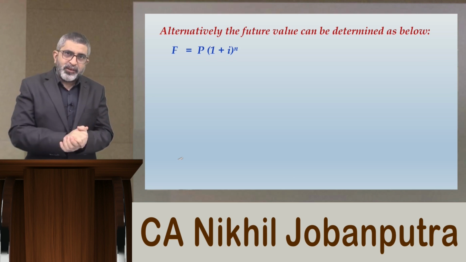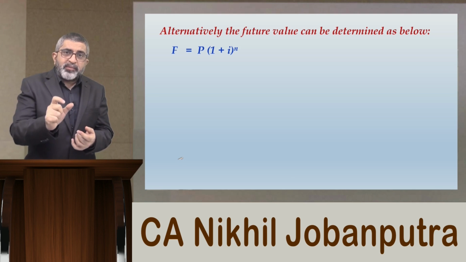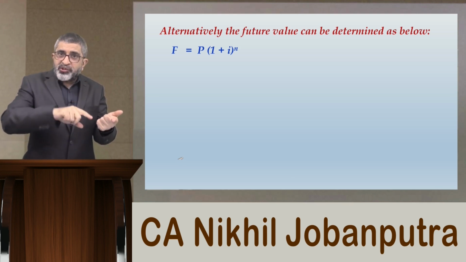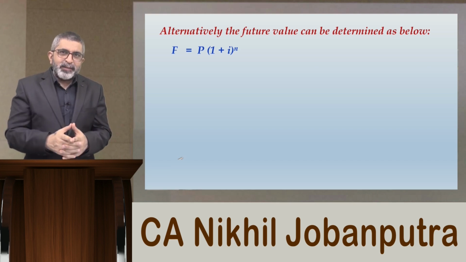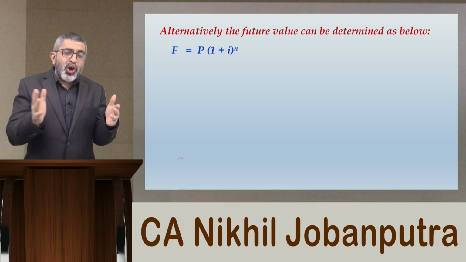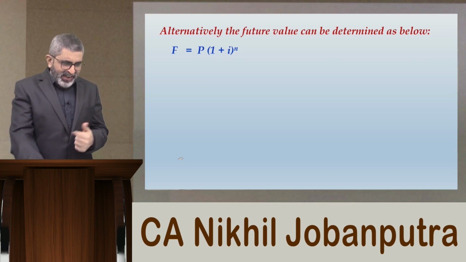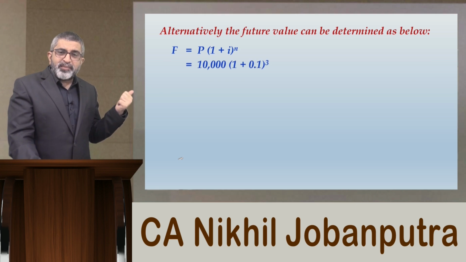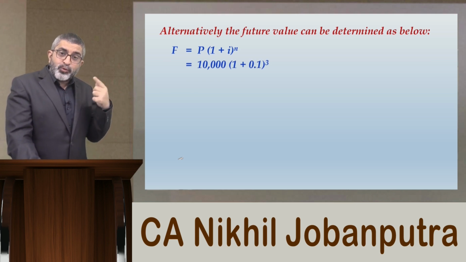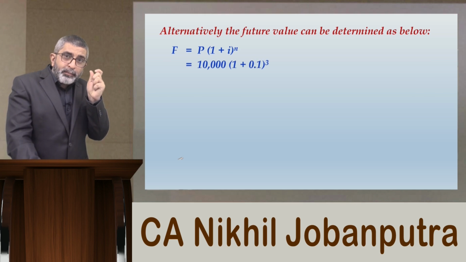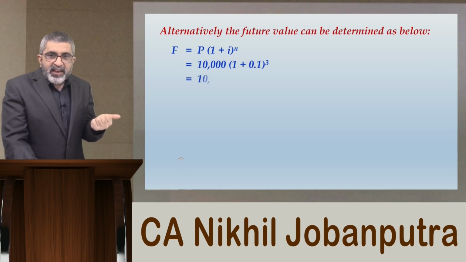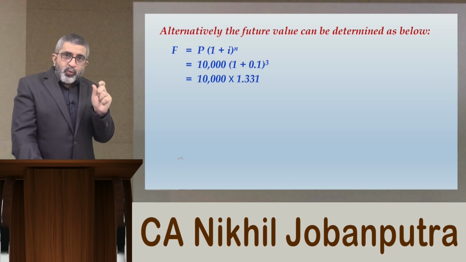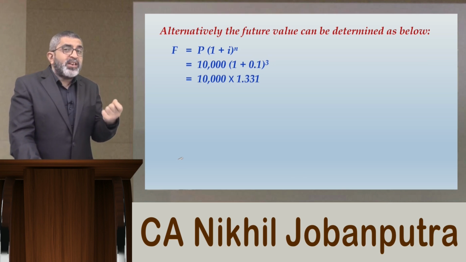1.331 as your answer. That 1.331 becomes the future value factor, which when multiplied to $10,000 at present will make the total value $13,310. Let me show it to you over here. $10,000 multiplied by (1 + 0.1) raised to 3. So 0.1 is the substituted value of the variable i, and 3 years is the substituted value of the variable n. And now we find that value, 1.1 raised to 3, which will be 1.331.